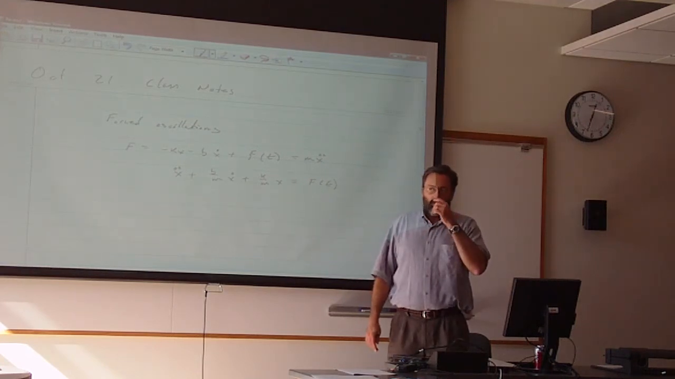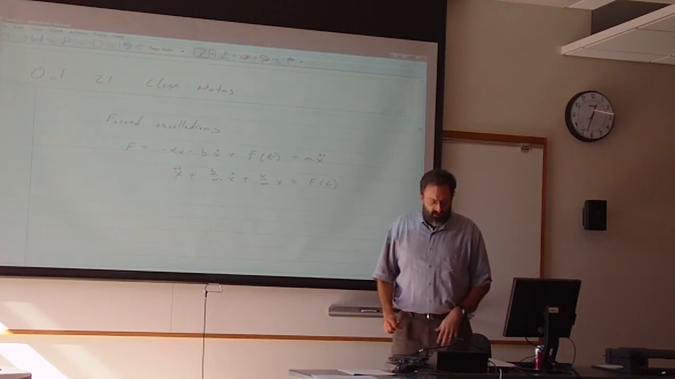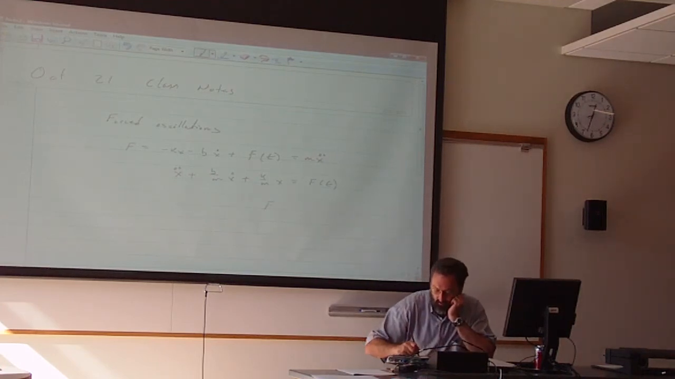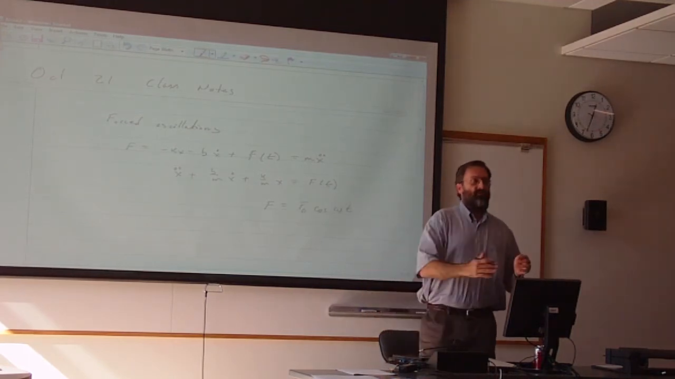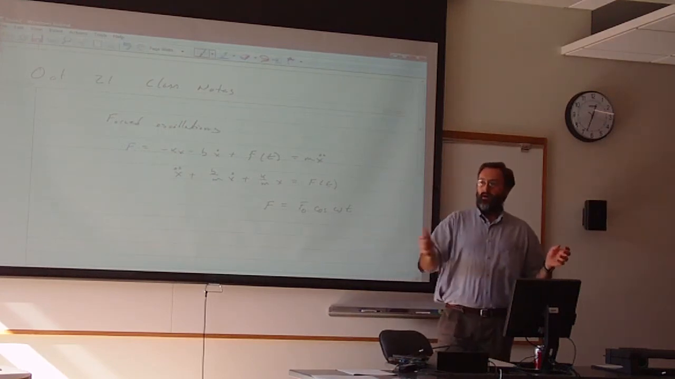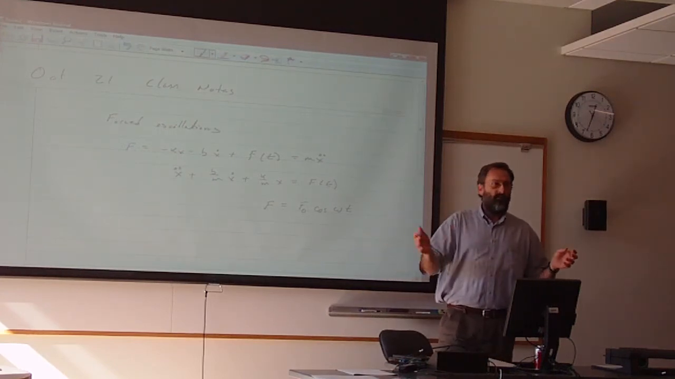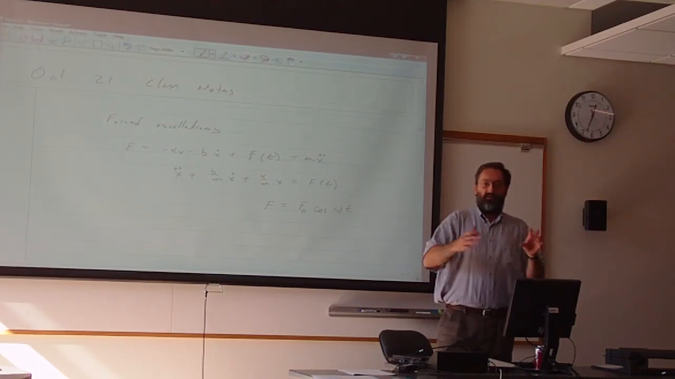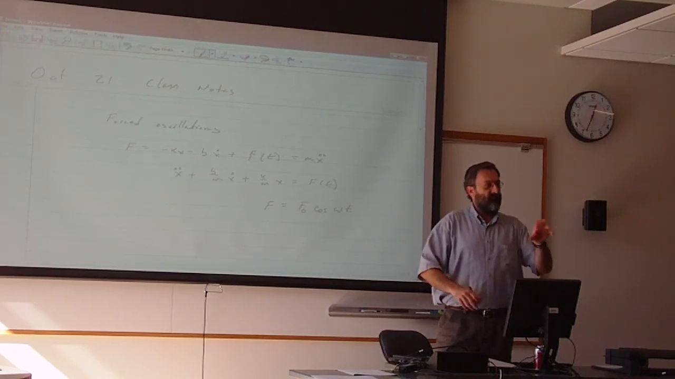But what we're going to do is write down the simplest case of a force. The simplest case of the force would be to let the force be some magnitude times the cosine of omega t. So you just sort of push on it with some oscillatory force. So you got a spring that wants to oscillate like this, but then you start pushing on it with something else that makes it do something different.